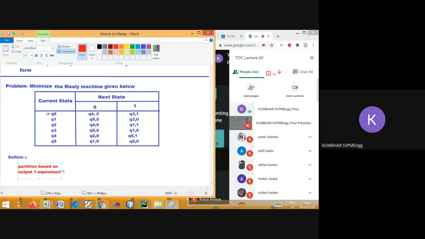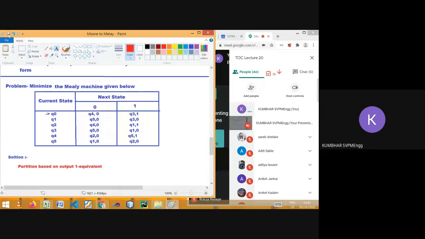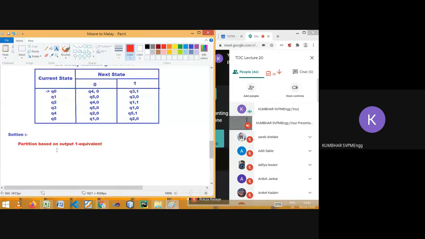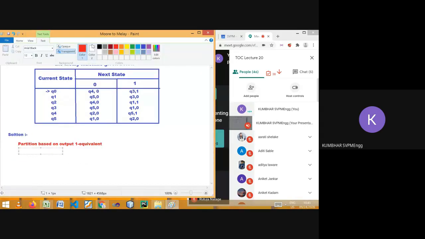Output. Now we are going to do the partition. Which type of partition? 1 equivalent. Means one number is here, one output we are going to associate. On the basis of this one group equivalence we are going to do. So let's check now what this means. I know that still there is no clarity for you about the 1 equivalence. Okay.